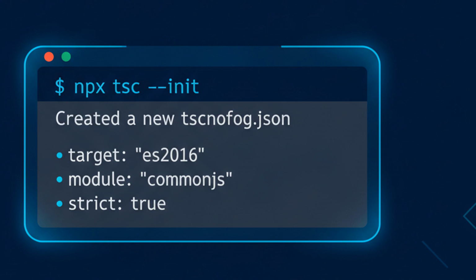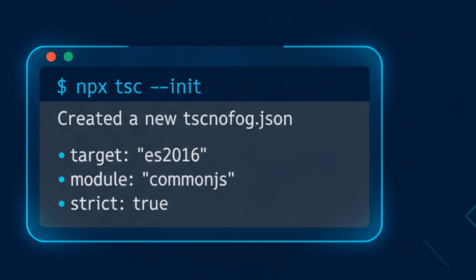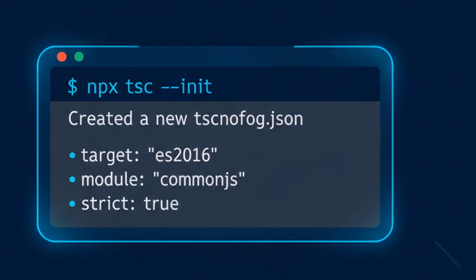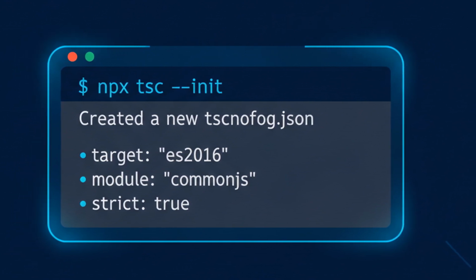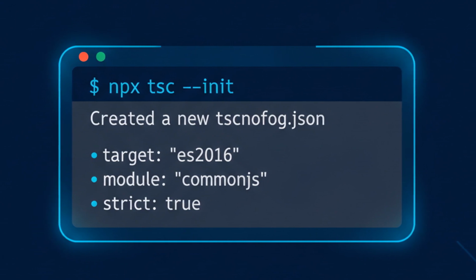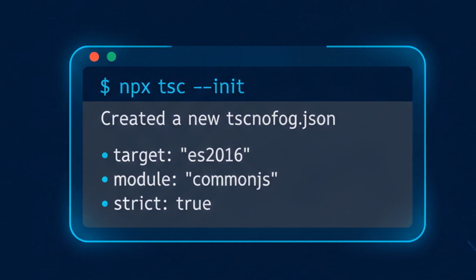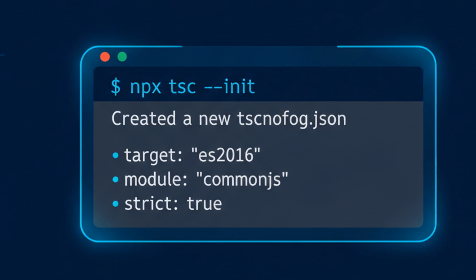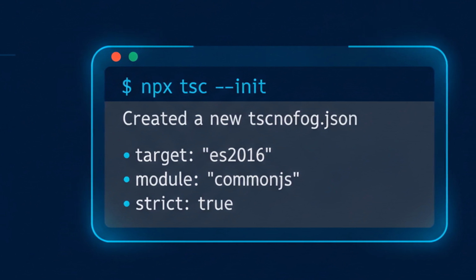Now we generate a tsconfig.json, the brain of any TypeScript project. We run npx tsc with the init flag, which scaffolds a heavily commented config. But the default config is too permissive for real work. In the next scene, we'll strip it down and turn on the settings that actually protect you.